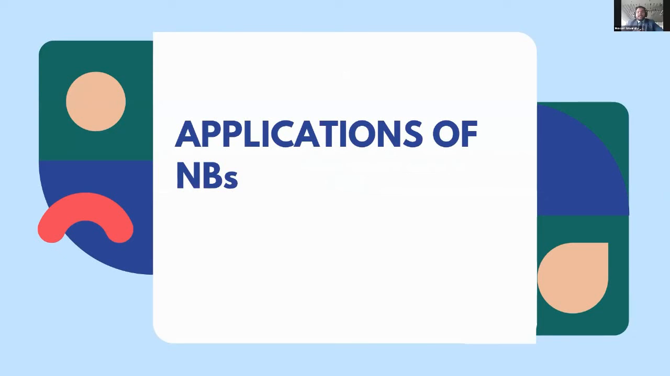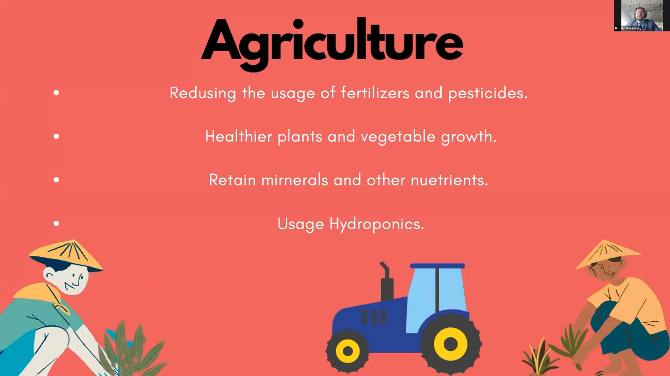Namaste, my name is Asif, and I'll be discussing with you the applications of nanobubbles. The first application of nanobubbles is in agriculture. A major problem with agriculture today is the extensive use of fertilizers and pesticides. What nanobubbles help us do is reduce the usage of fertilizers and pesticides. It also helps boost the growth of plants and vegetables, and they also grow healthier. And it also helps in retaining the nutrients and minerals as they bind to these nanobubbles in the soil.